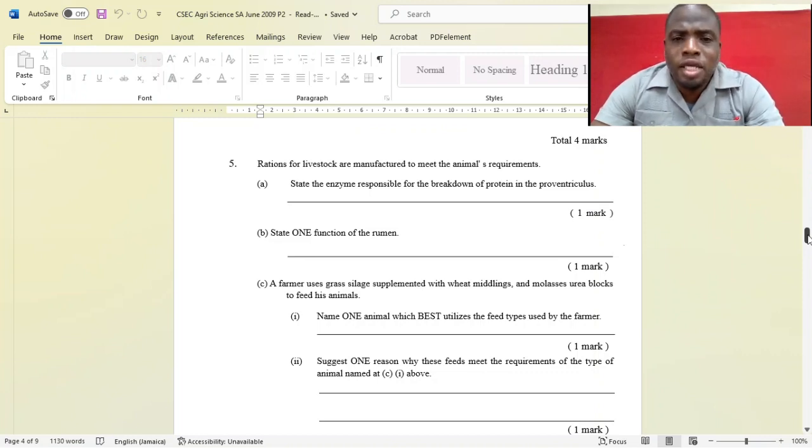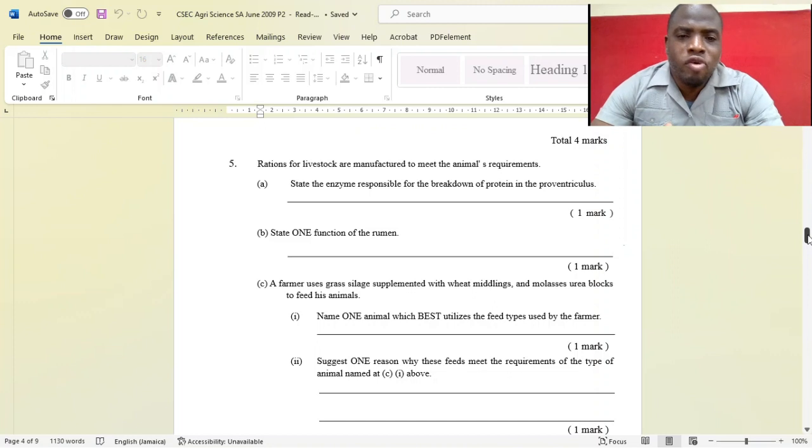It says state the enzyme responsible for breakdown of protein in the proventriculus. Once you talk about the proventriculus, we are talking about the digestive system of a chicken. So we know the enzyme pepsin is responsible for the breaking down of protein into amino acids.